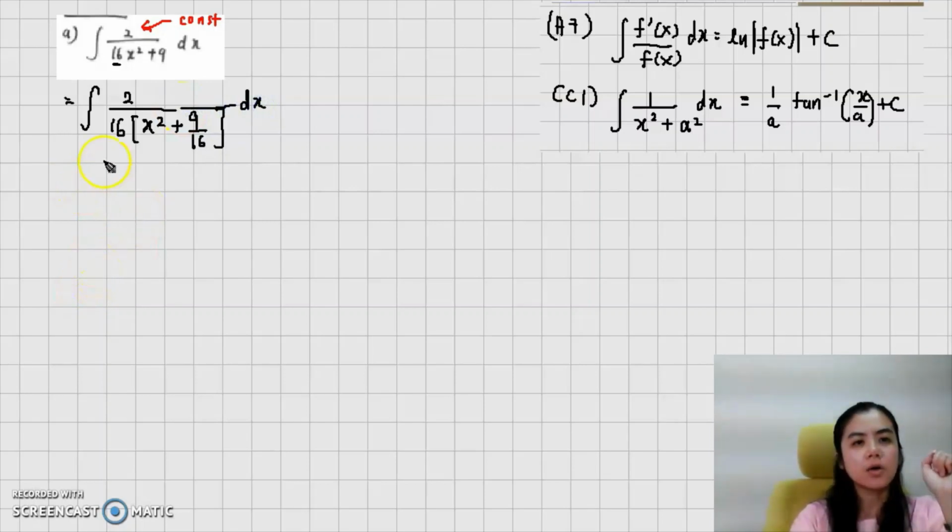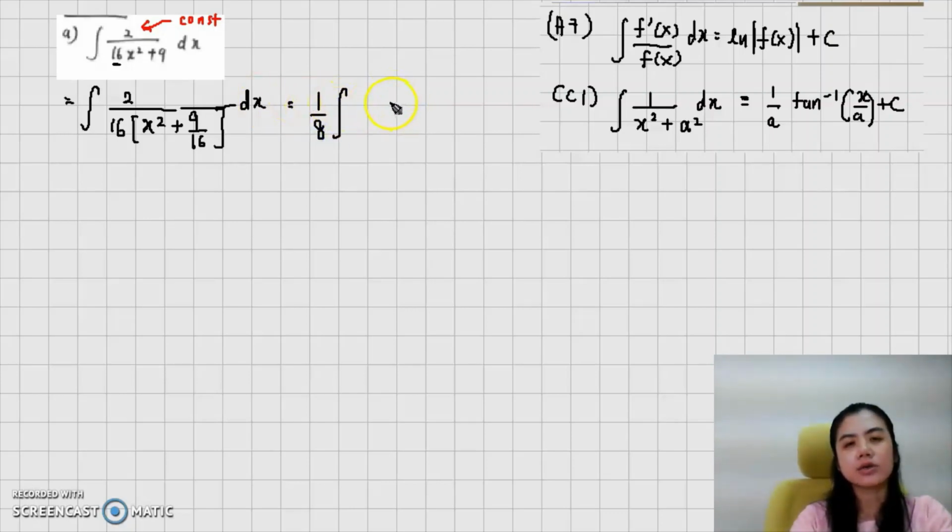Of course, 2 over 16 you can simplify. Once you simplify 2 over 16, that will give you 1 over 8, and write the 1 over 8 outside the integration symbol. So we will have something like this. This 1 over 8 is coming from 2 over 16.